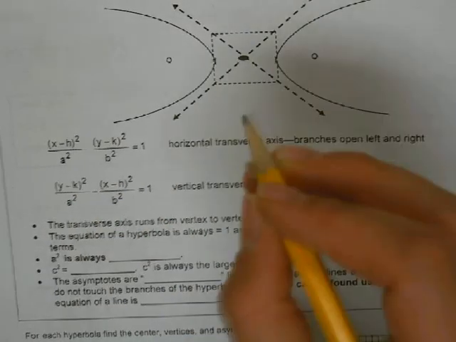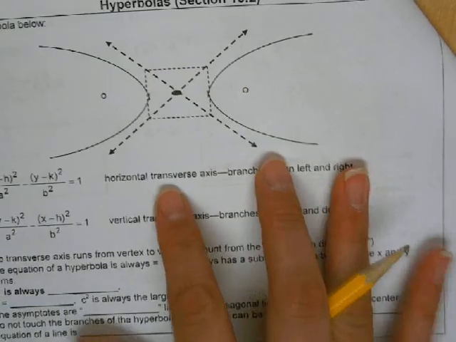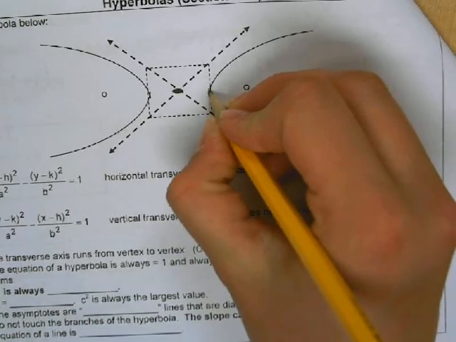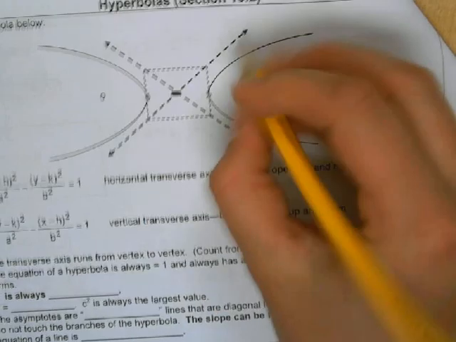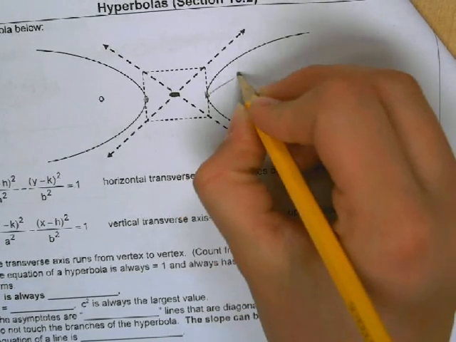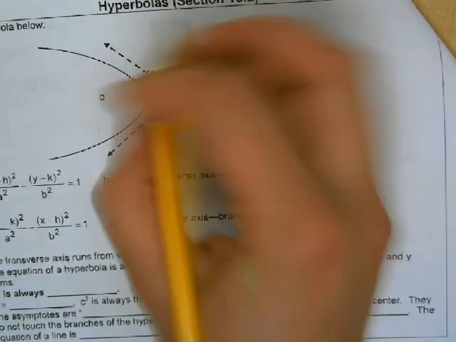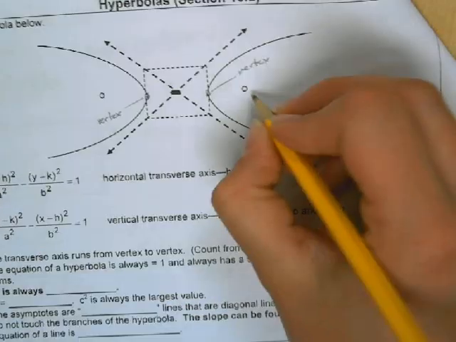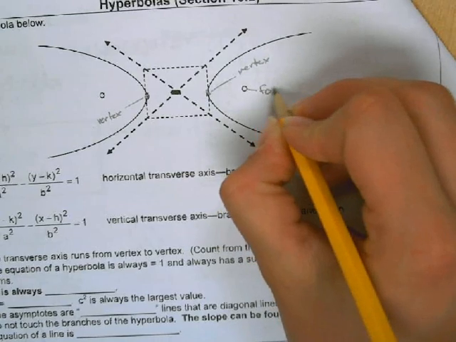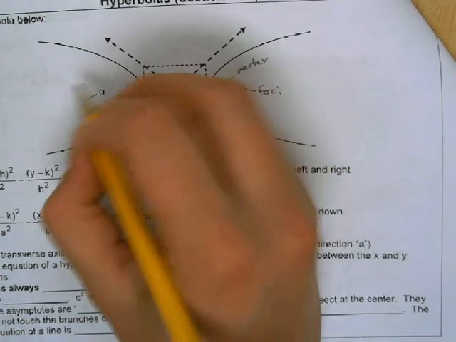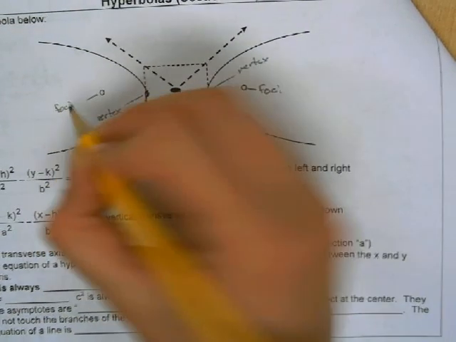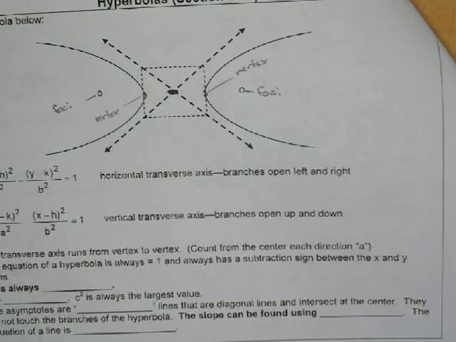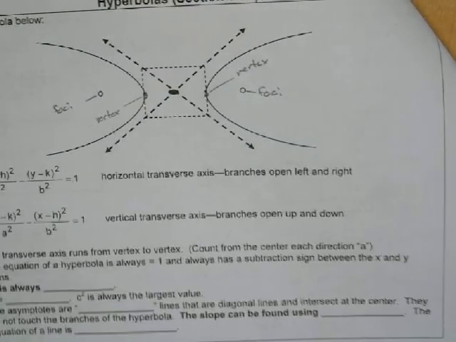Now, the parts to these things are pretty similar. We still have vertices. So these are my two vertices, a vertex here and a vertex here. And the little circles that we have out here are the foci, or a focus. One is plural, one is singular, that's how that goes.